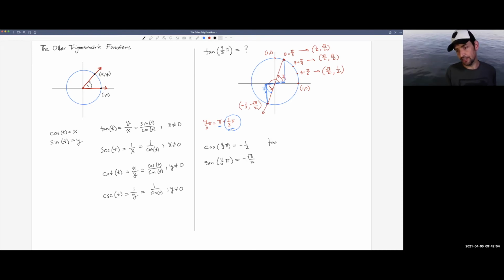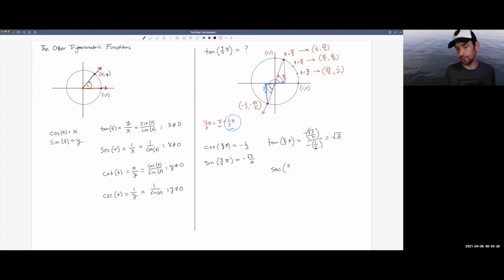The tangent of 4/3 pi is going to be the y-coordinate over the x-coordinate. The x-coordinate's not 0 here, so we're fine to do this. So that's negative √3/2 over negative 1/2, which the negatives cancel, the 1/2s and the denominators cancel, and we get a √3.